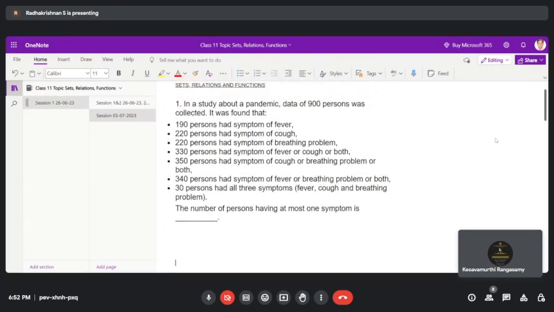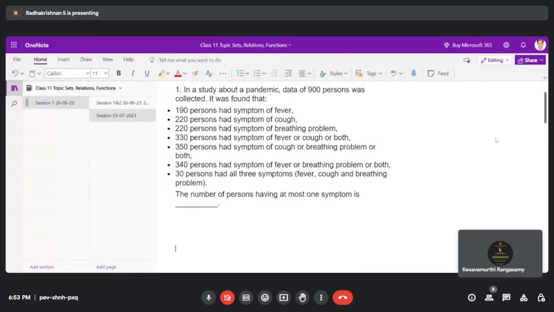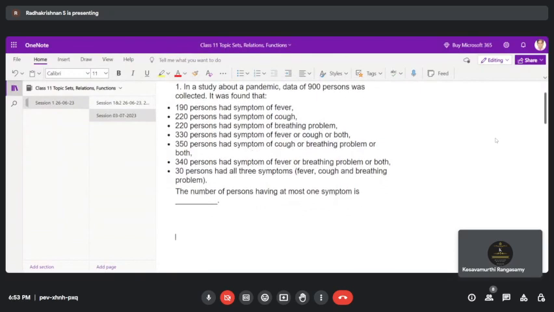In the problem, in a study about a pandemic, data from 900 persons was collected, and it was found that 190 persons had symptoms of fever, 220 persons had symptoms of cough, another 220 had breathing problem, 330 had fever or cough or both, 350 had cough or breathing problem or both, 340 had fever or breathing problem or both, and 30 had all three. So this is the data given. You have to find the number of persons having at most one symptom.